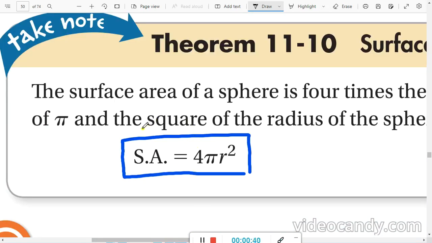So this is the formula for the surface area of a sphere. It is 4 times pi times r squared. So this surface area formula is for a sphere.